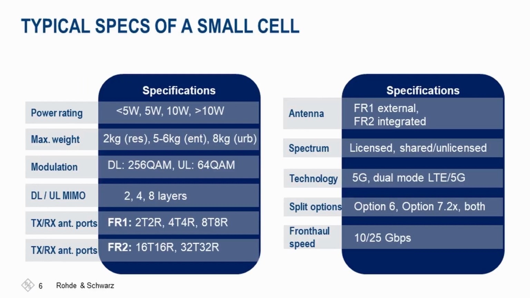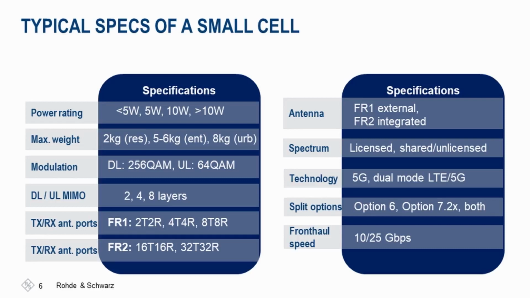Then some typical specifications of small cells. Here you can see the power rating, the maximum weight of a small cell ranging from 2 kgs to 8 kgs, and then the modulation scheme in downlink, 256 QAM, uplink 64 QAM, and then the MIMO layers in downlink and uplink going up to 8 layers, and transmit receive antenna ports going up to 8T, 8R configuration in FR1, and then in FR2 up to 32T and 32R. And then when it comes to the antennas, for FR1 it's external, and for FR2, it's integrated.